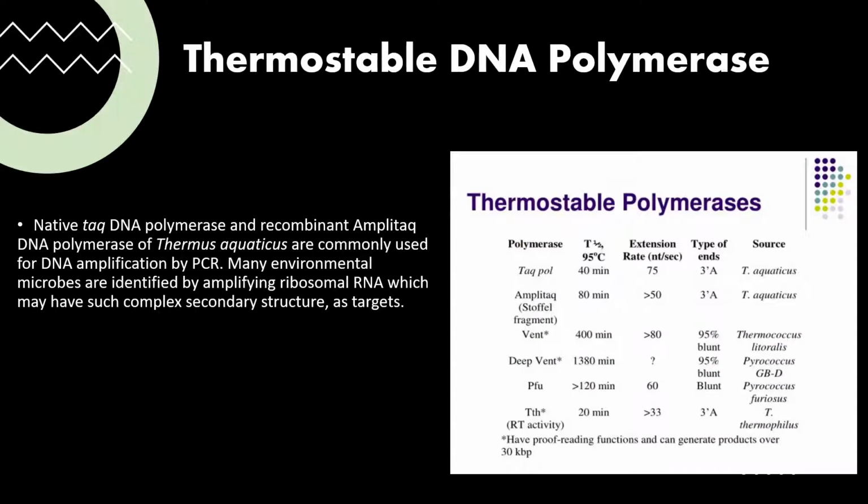Thermostable DNA polymerase. Native Taq DNA polymerase and recombinant AmpliTaq DNA polymerase of Thermus aquaticus are commonly used for DNA amplification by PCR. Recently, several other thermostable DNA polymerases have been introduced, and these may have potential advantages for environmental PCR technology.